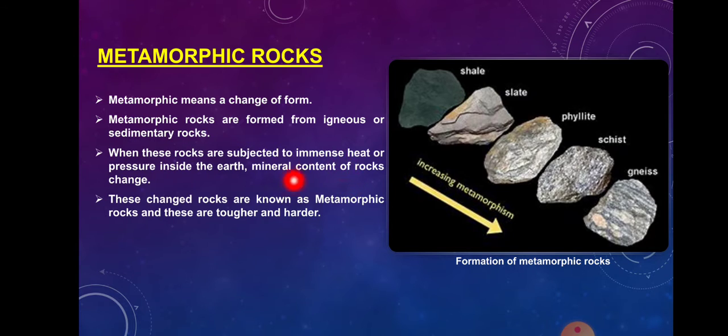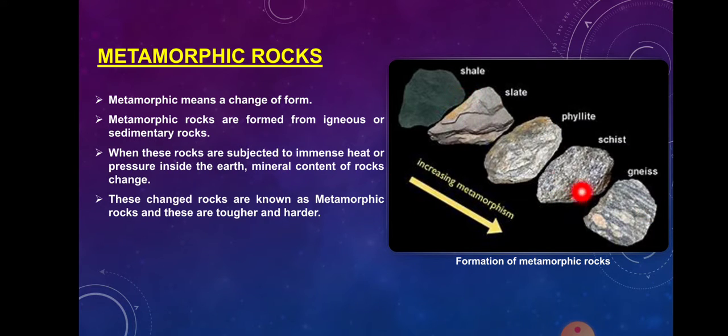When these igneous or sedimentary rocks are subjected to heat and pressure, a lot of heat created in sediments, or a lot of heat when magma is cooling down, and pressure created inside the earth. When magma is inside the earth and a lot of pressure or heat is created, then their form will be changed, their mineral content will be changed. So these changes cause the formation of metamorphic rocks.